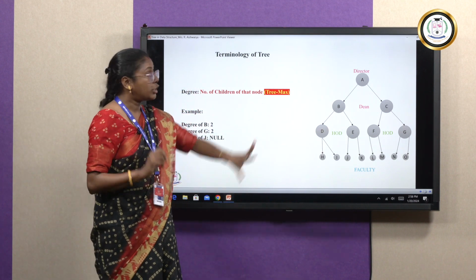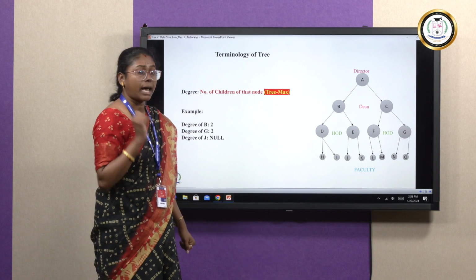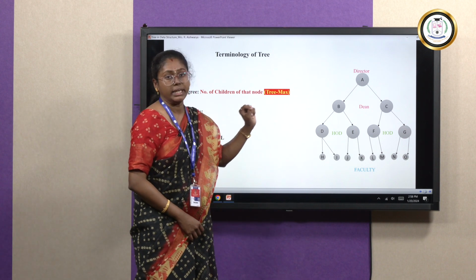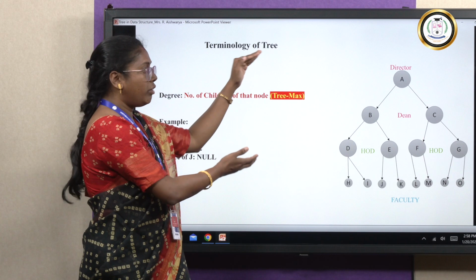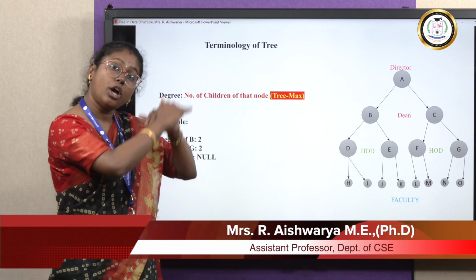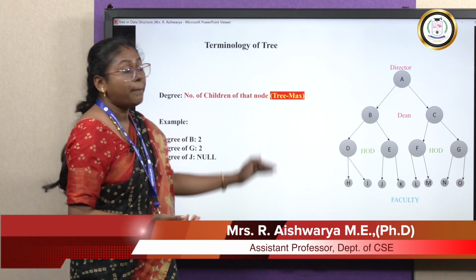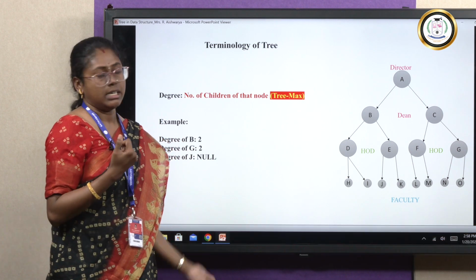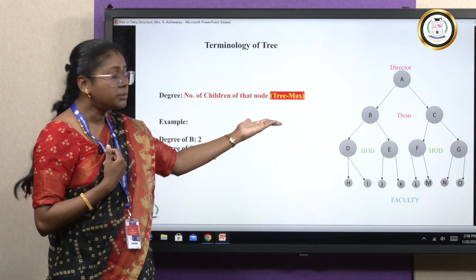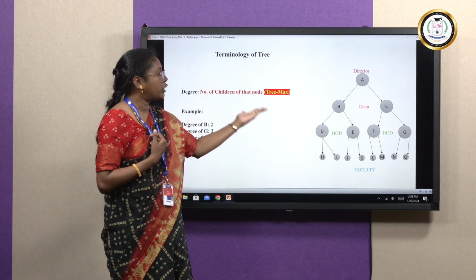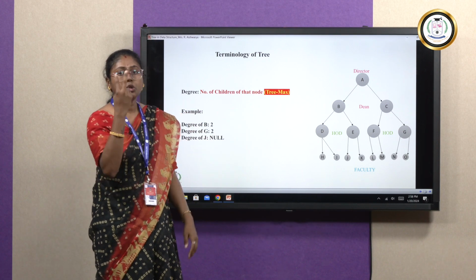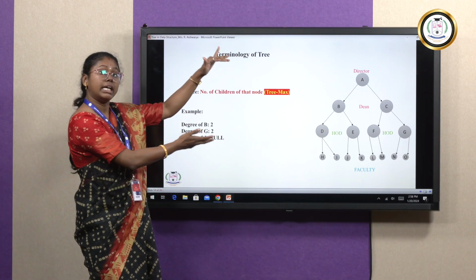So the degree of the total tree, how do we find it? Here I was asking about a particular node's degree. If they give a tree and ask what is the degree of the tree, what will you say? You have to mention the maximum number of children. By seeing this tree, it is clear that every node has 2 children. So 2 will be the degree of this tree.